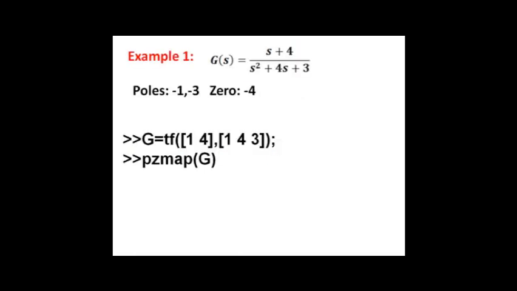Here we go for example 1. Suppose Z of s equals (s plus 4) divided by (s squared plus 4s plus 3). We would like to see the S-plane plot or pole-zero plot for this transfer function. Obviously, the poles are -1 and -3, and the zero is -4. So define the transfer function from numerator and denominator polynomial coefficients, which are 1, 4 and 1, 4, 3 respectively.